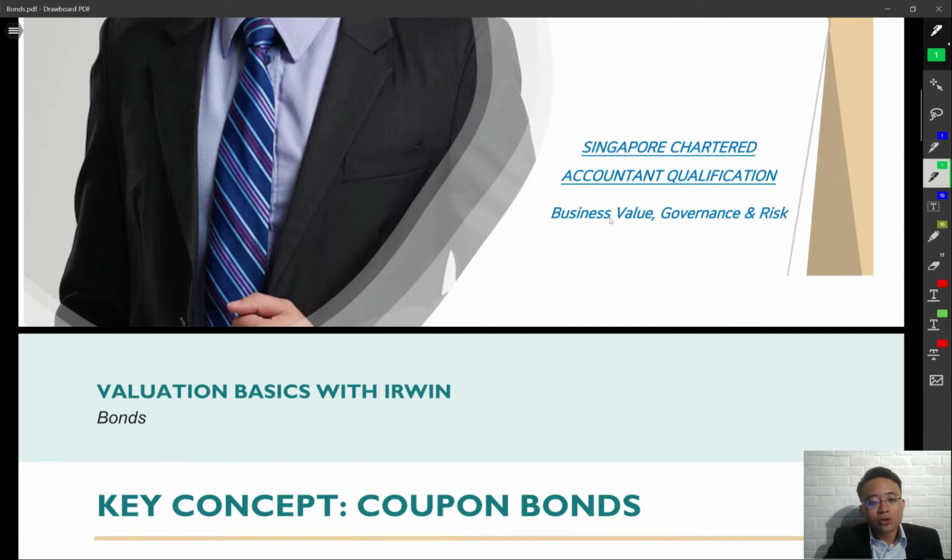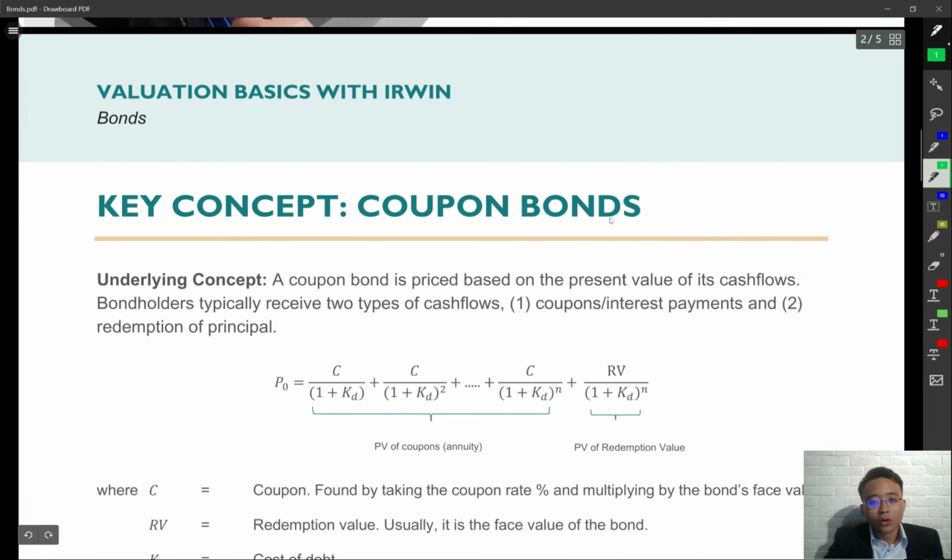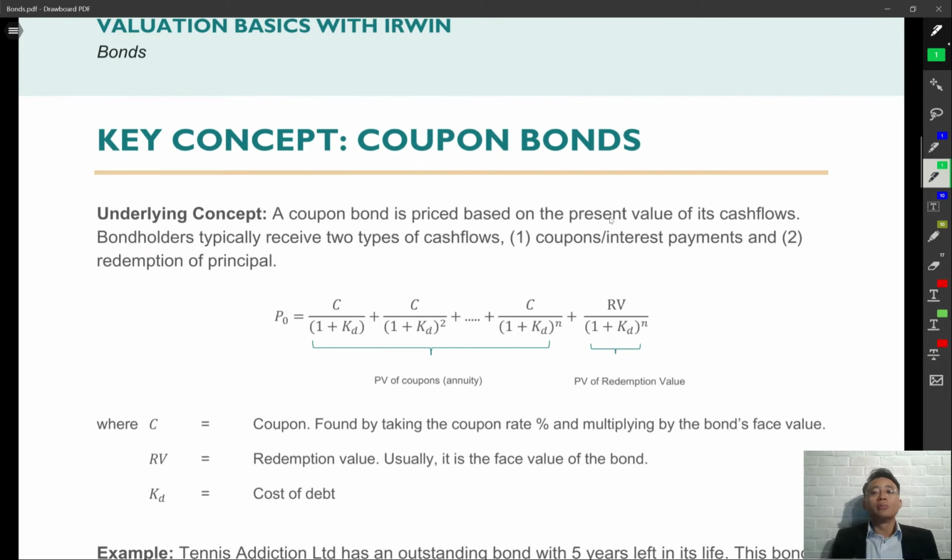So let's go into one of the most common questions within your syllabus, which is dealing with coupon bonds. Now, what exactly are coupon bonds? They are bonds that pay an interest at regular intervals. Example, they pay you every 6 months, or they pay you at the end of every year. So that is a coupon bond. How do we value it?